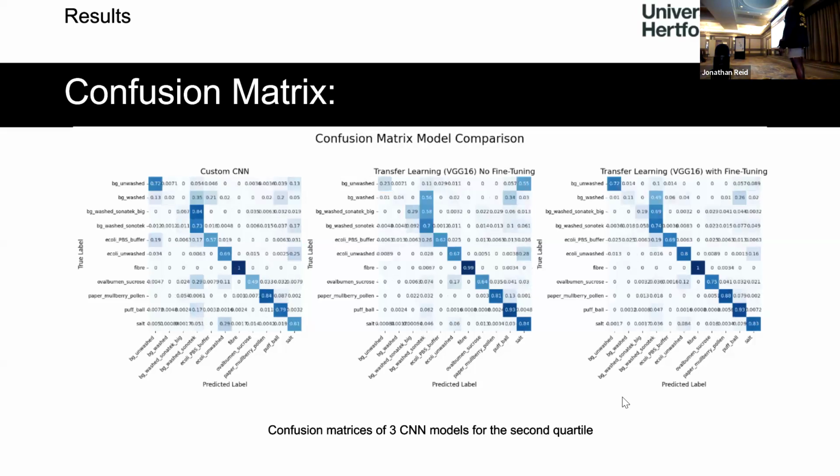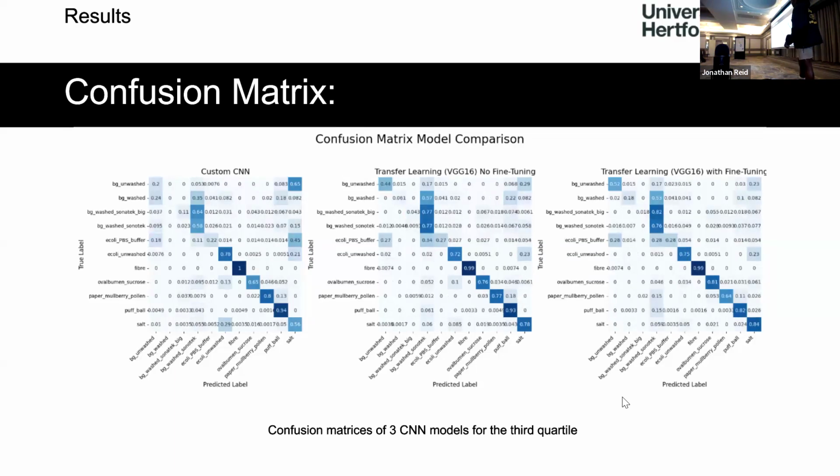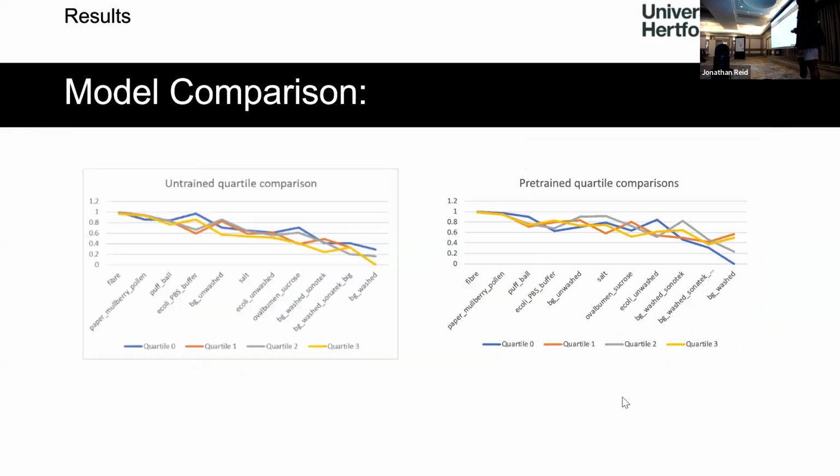I did this again for the second quartile removal. That means not just the second, but the first and the second. It's cumulative. And I did it for the third quartile. And you can see some changes, but pretty much the same things are observed. You've got the diagonals and you've got a lot of confusion over here with the BGs and the E. coli.